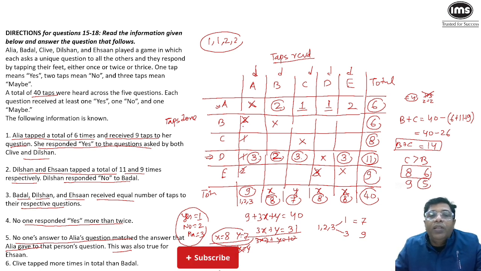In front of B, this value cannot be 3. Why? Because the summation is 6. 6 means you have to take 2, 1 and 2, 2. You can't take any 3 because no one can have 0 value. So this value has to be 1.